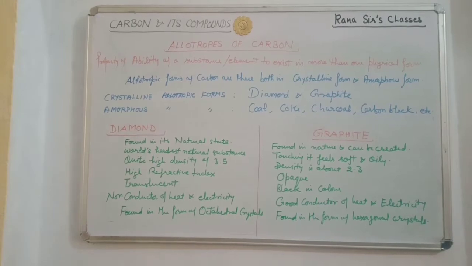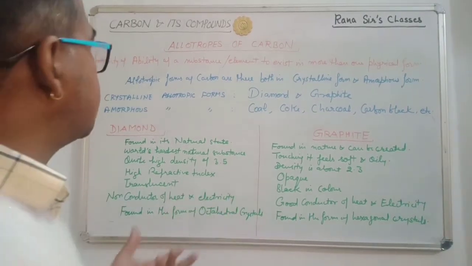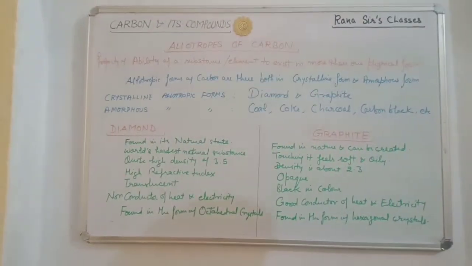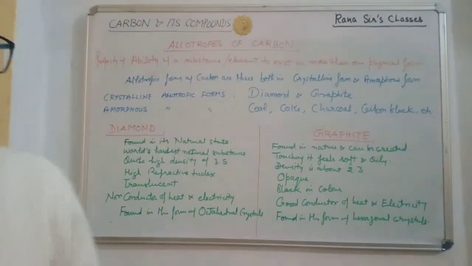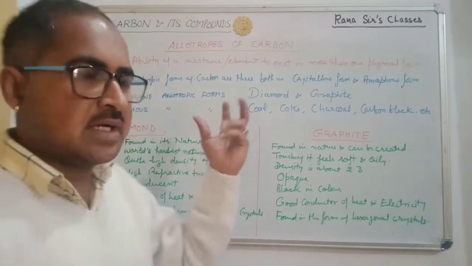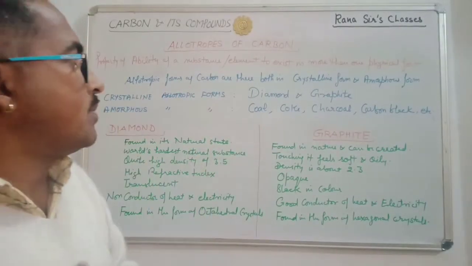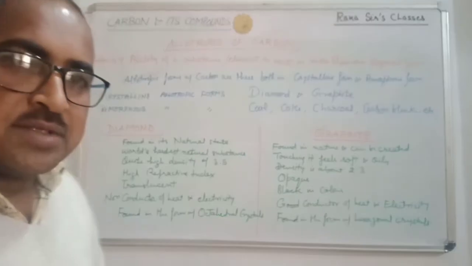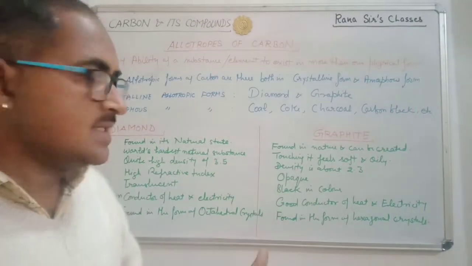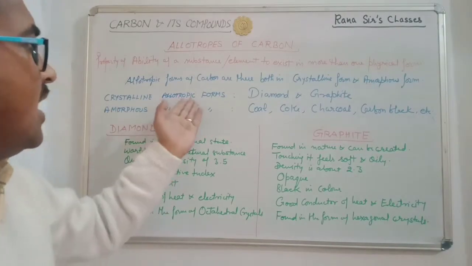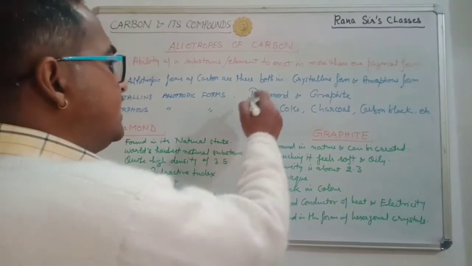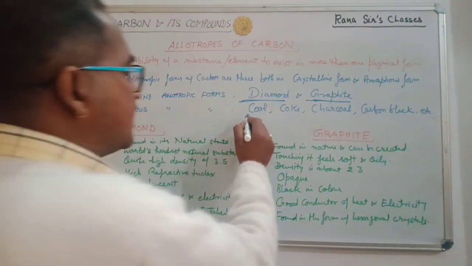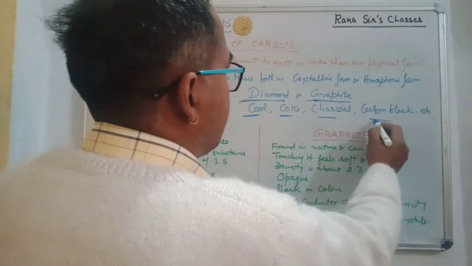Now students, we talk about the allotropy of carbon. Allotropy is the property by which an element or a substance exists in more than one physical form. So here you see, carbon gives its allotropic forms in crystalline as well as amorphous structures. The crystalline allotropic forms are diamond and graphite. And if we talk about the amorphous allotropic forms, they are coal, coke, charcoal and carbon black.